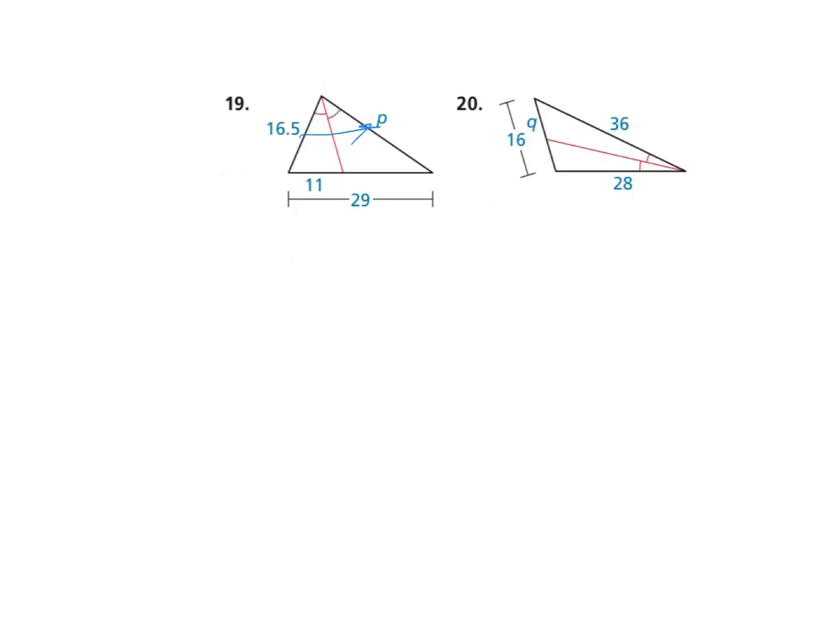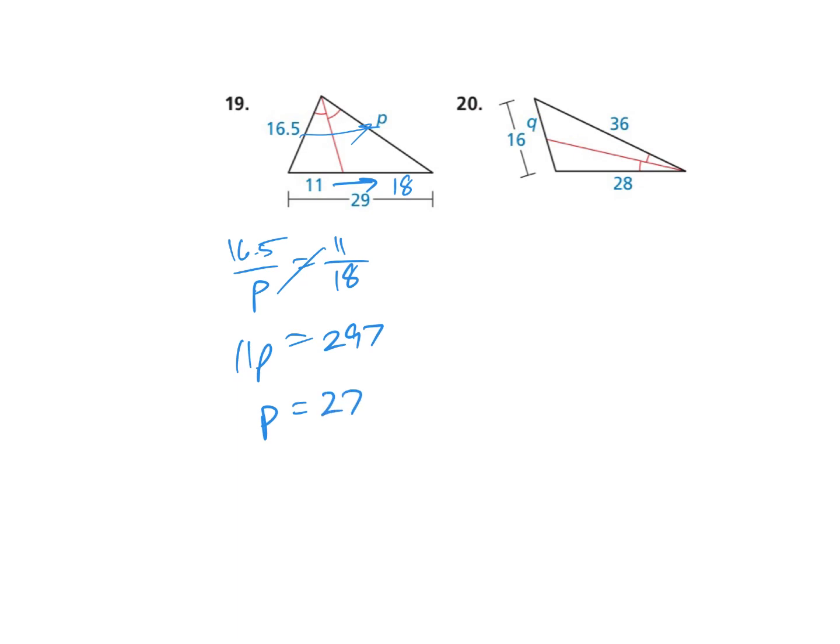Okay, 16.5 is to p as 11 is to what? So take 29 minus 11, you get 18. Then you cross multiply. 11p is equal to 16.5 times 18, which is 297, divided by 11. So divide by 11, and you get 27.